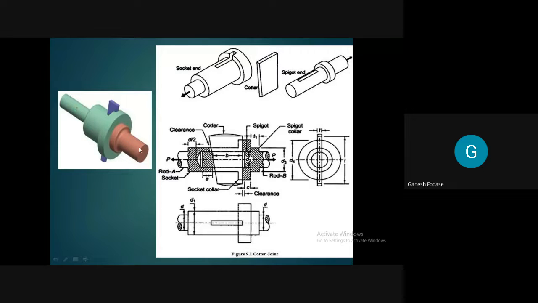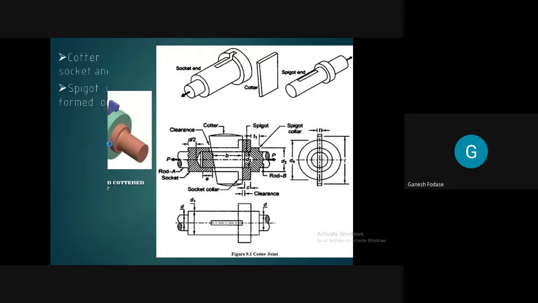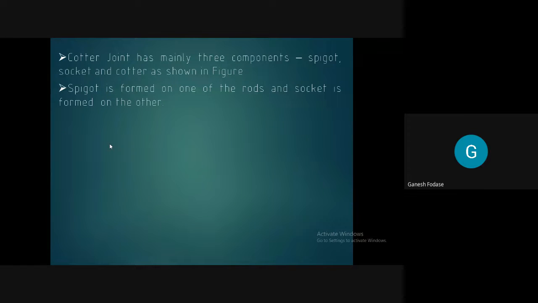Of course, load is acting from this side. This P is acting on this side as well as on that side. I think I told you all these things, you can read this. Just three components: spigot, socket, and quarter. The spigot is formed on one of the rods and the socket is formed on the other rod. That's all. Means on both ends, the spigot and socket are formed on the two separate rods. The socket and spigot are provided with a narrow rectangular slot. That also I told you.